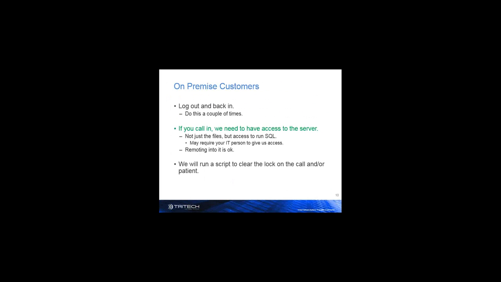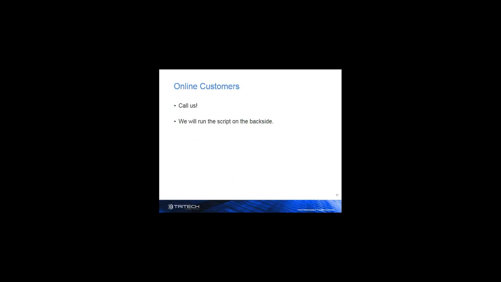The next thing we'll do is log in there, and with the terminal number that you've supplied, we'll run the script and unlock that call. If you're an online customer, just give us a call. You can call us, you can Ravation us through our little chat. A lot of times that's quicker. Or you can email tech support at emssupport.tritech.com, and we will run a script on the backside.